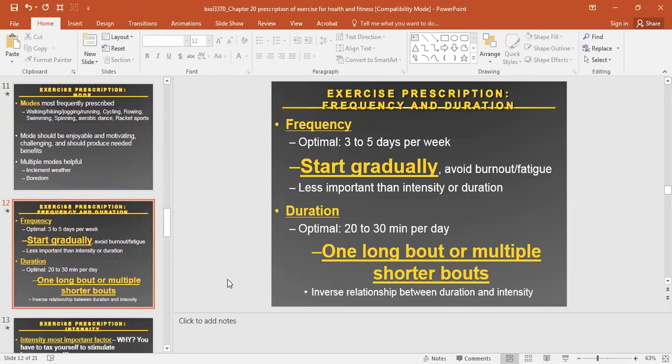With regard to frequency and duration, also important factors, but this will also depend on how much time someone has available, how much they are willing to dedicate to an exercise program, or how much they can physically dedicate to an exercise program. So frequency, with regard to how many times per week you're exercising, 3 to 5 days per week is optimal. But you have to start gradually. There was one group that talked about exercise prescription and training, and they said, at first, so in someone who is untrained, start with 2 to 3 days a week.